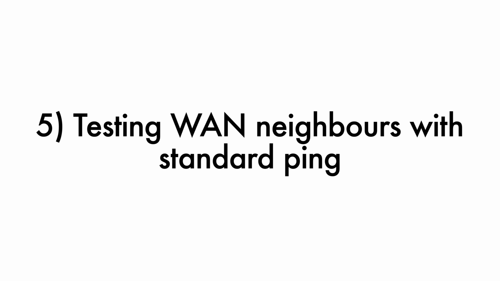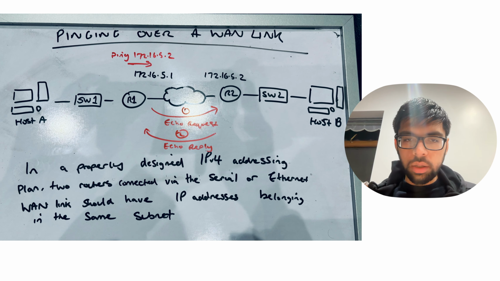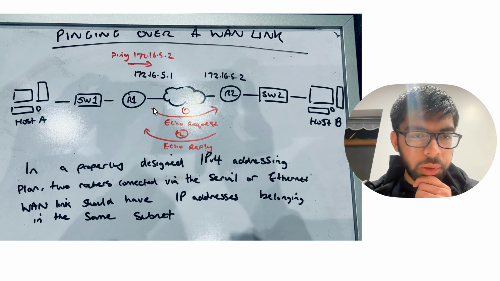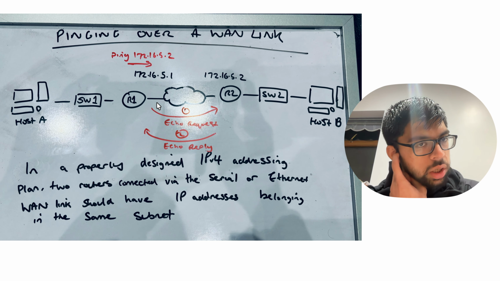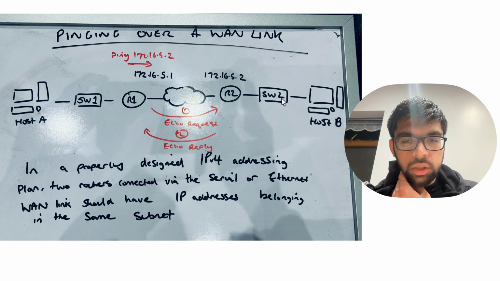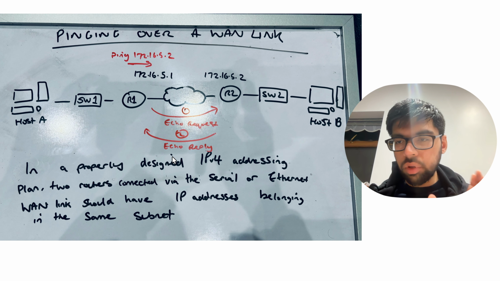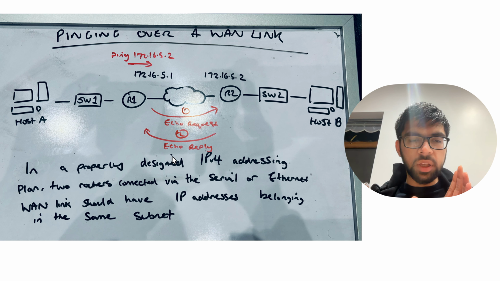Now, if we test WAN neighbors with the standard ping, I'll show you here on this whiteboard. You've got host A here connected to switch 1, connected to router 1. Then between router 1, you've got the internet, and then you've got router 2. So this here is a WAN link. And then you've got switch 2 and host B. Now, if your IPv4 addressing is properly designed, two routers that are connected over a serial or Ethernet WAN link should have IP addresses belonging in the same subnet.